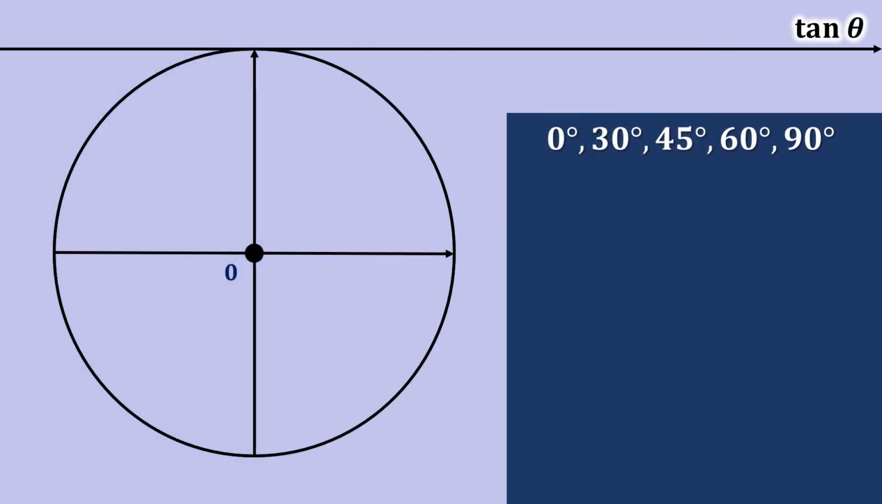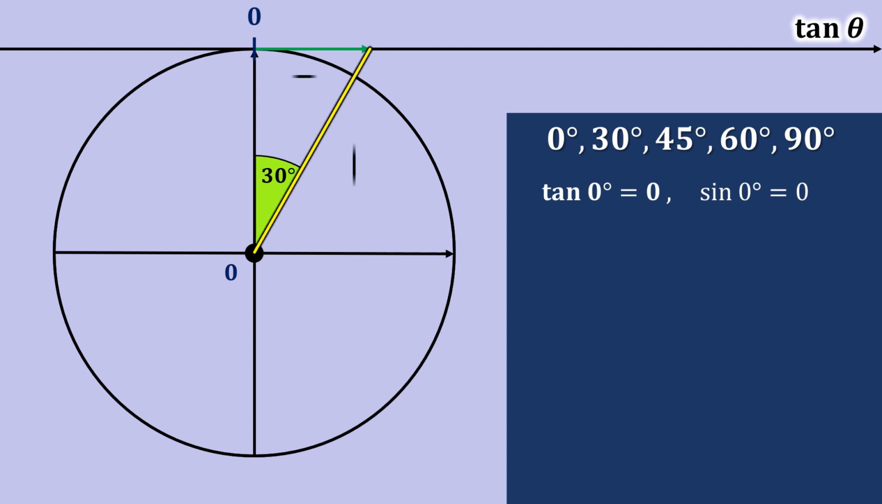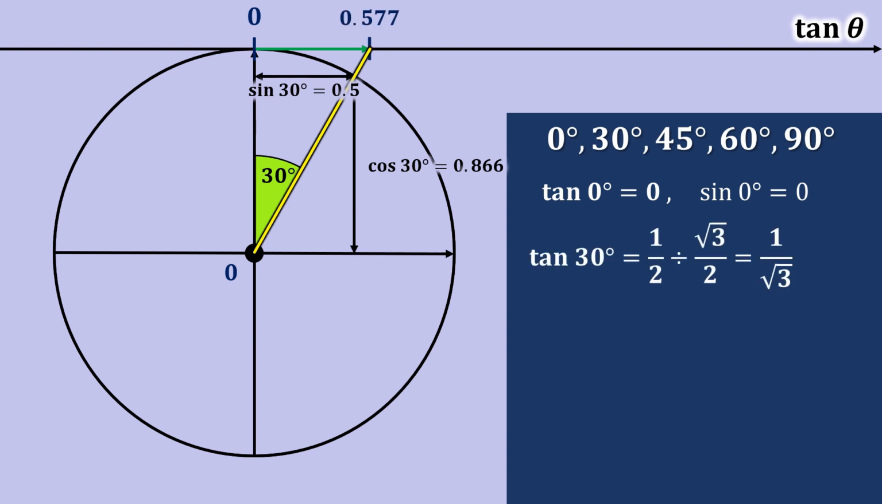Let's quickly go through the tangent of some angles. First of all, the value at the middle of the tangent is 0. So tangent 0 degrees is equal to 0, just like the sine of the same angle. At 30 degrees, the tangent is equal to sine 30 divided by cosine 30. This is equal to 1 over the square root of 3, or the square root of 3 over 3.